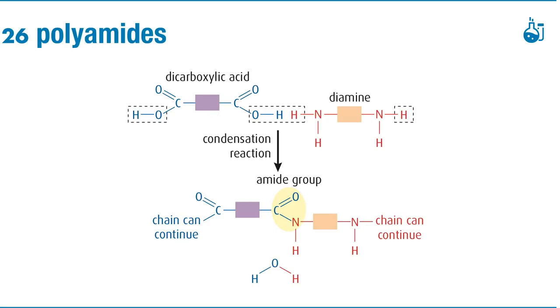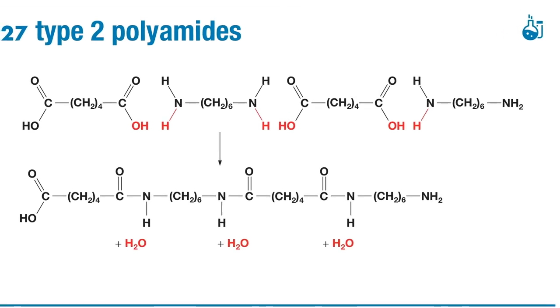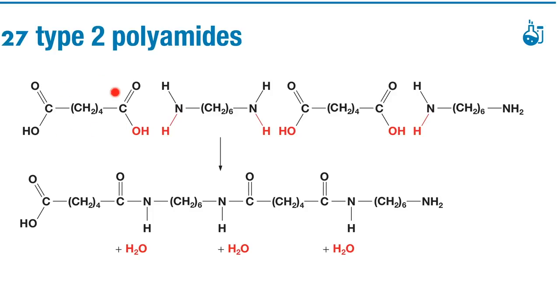Dicarboxylic acid and diamine combined. For example, this is nylon. This is a dicarboxylic acid, diamine, dicarboxylic acid, diamine. The acid OH and the amine H, the acid OH and the amine H. Same thing again. What will come here? Instead of COO, it's CONH. CONH. But now you can see the sequencing is reversed. CONH, NHCO. CONH, NHCO. Because this is type 2.